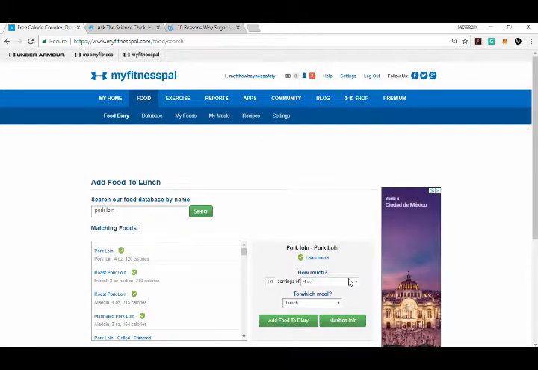Just regular pork loin. We're going to say 6 ounces. So right now the serving size is set at 1 4-ounce serving. We're going to come over here. We're going to switch this to 6 ounces. And then we're going to add the food to our diary.